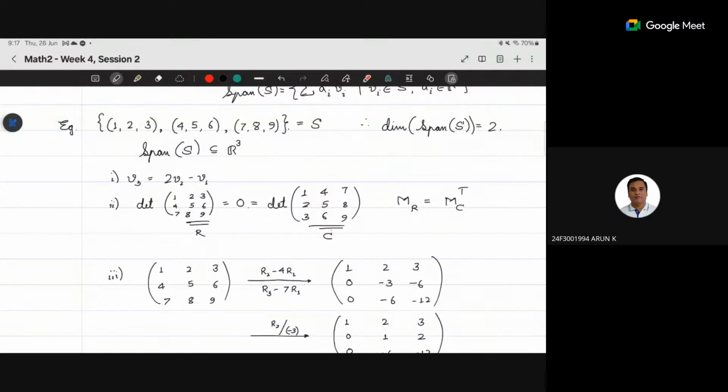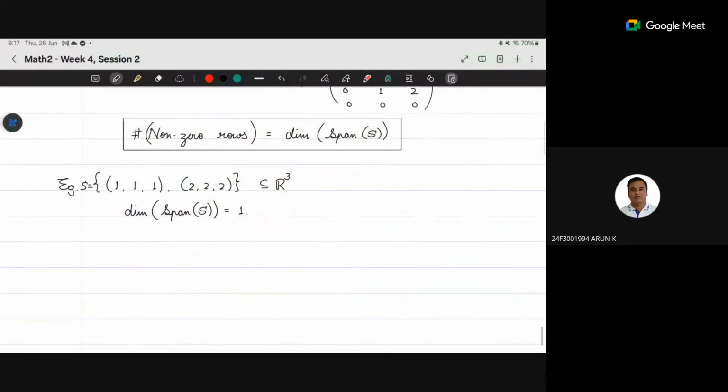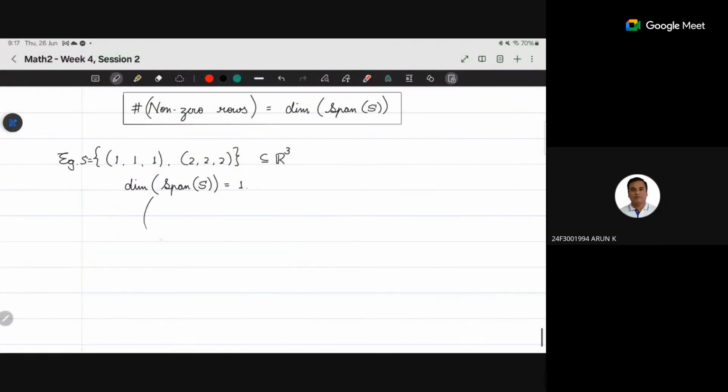This method works for subspaces of Rn for which a spanning set is known. Okay, so let me complete this example. What does my method say? If I want to determine the dimension of the span of S, we already observed that the dimension of the span of S is 1. So let's just go through the procedure. I'll write this as rows and do row reduction.